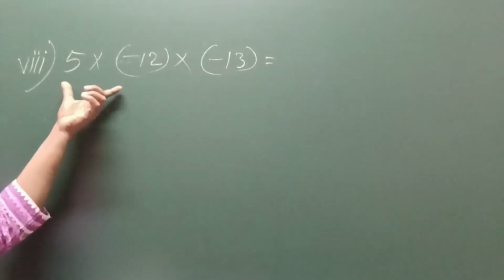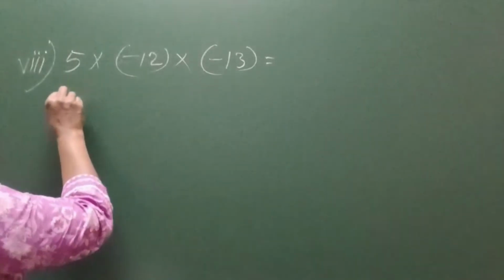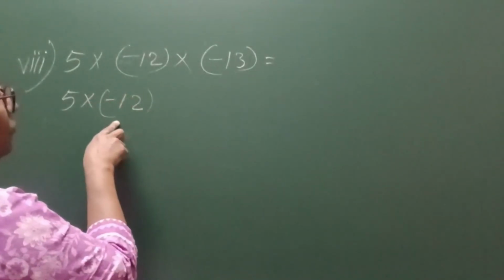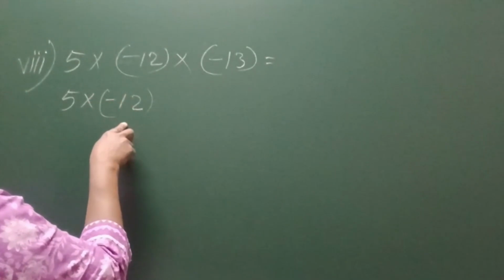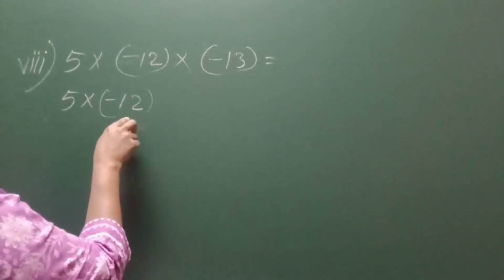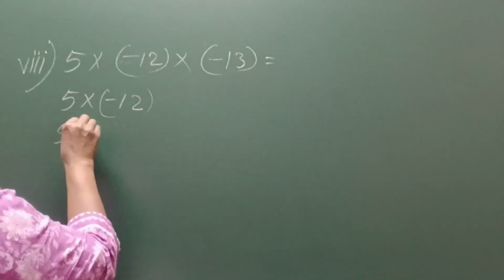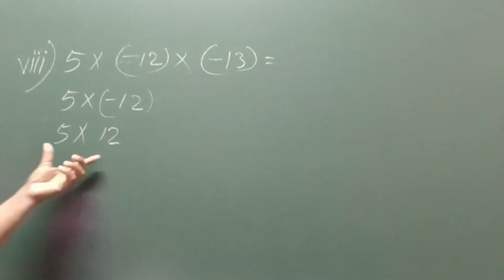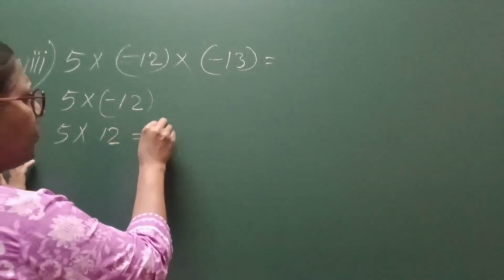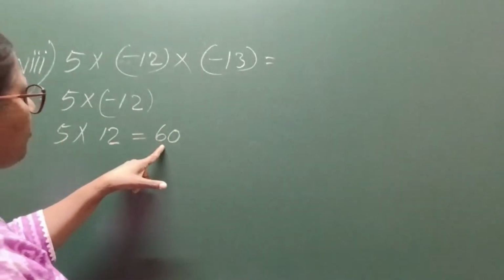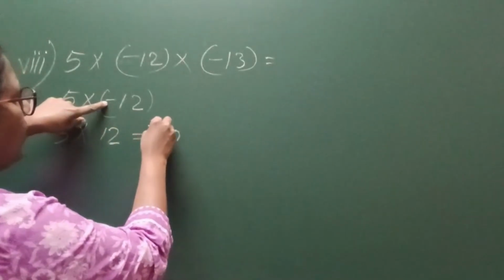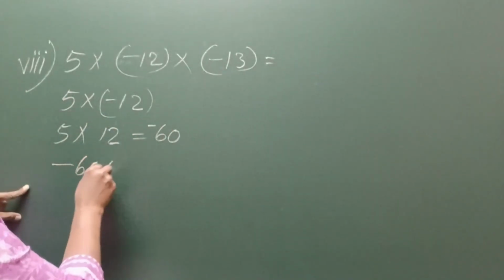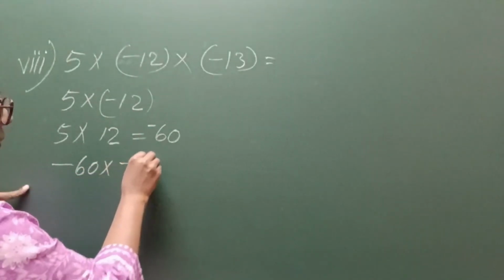So first we will multiply these two. 5 into minus 12. Here we have to find the absolute value of this, so it will become just 12, which is positive. See here, 5 into 12, 5 12s are 60. After finding the product, we will give the negative sign. Okay, now minus 60 into minus 13.